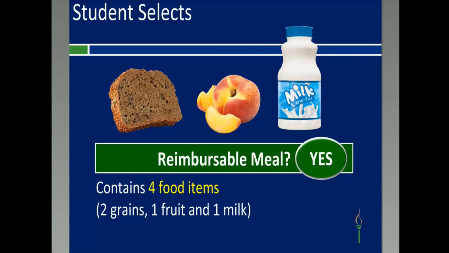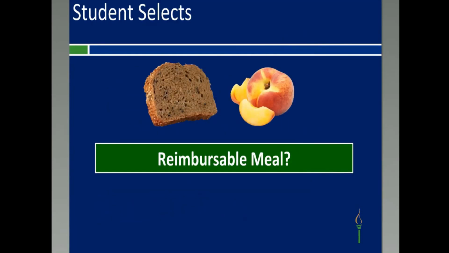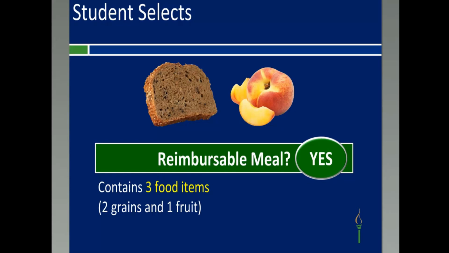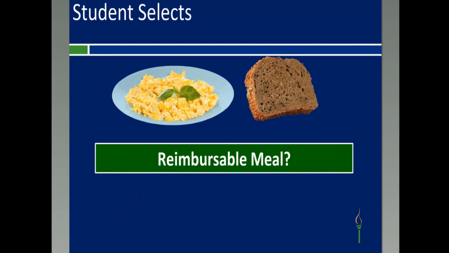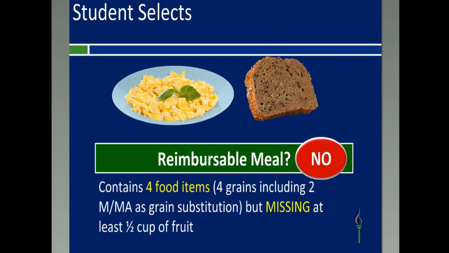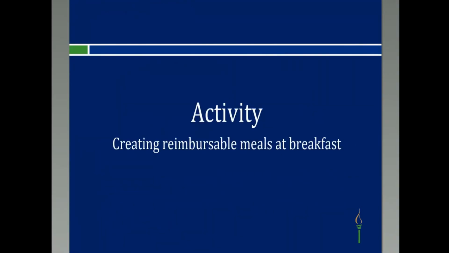They're taking 4 food items, the 2 grains in the bread, the fruit, and the milk. This would also be reimbursable since this 1 slice of bread contains 2 grains and their fruit counts as 1 food item. This would not be reimbursable since they do not have that half cup serving of fruit with them.